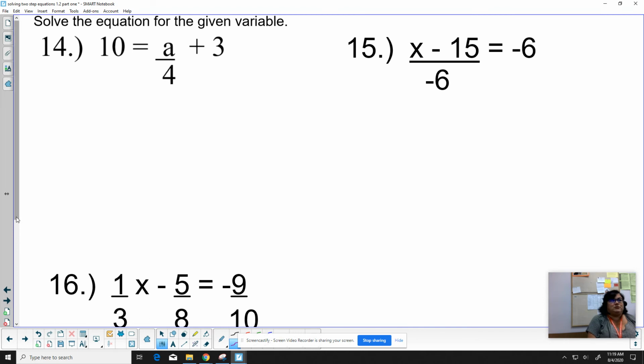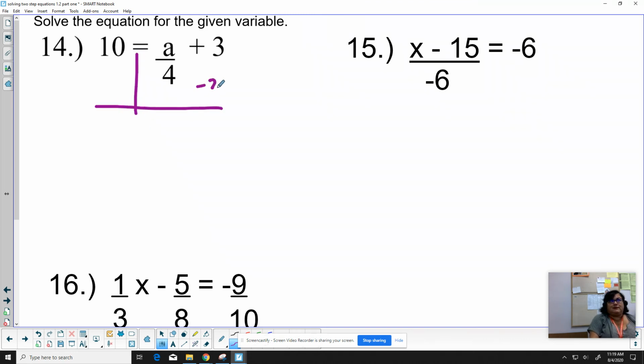All right, I've got some others you can try if you'd like. I'd like to do this fraction one. If you want to pause and try these, you can. And I'll go ahead and do them really quick so you can see if they're right. So if you want to pause, great. If you don't, you can fast forward through these two.